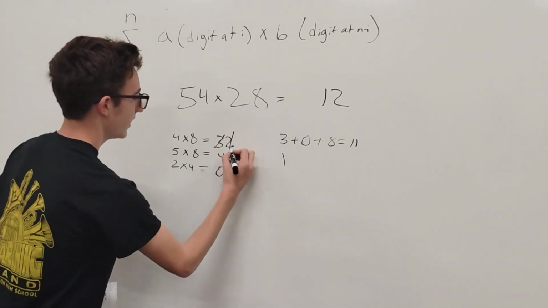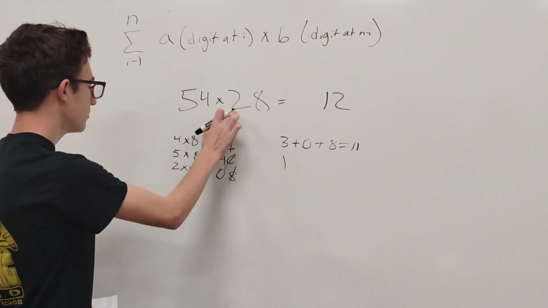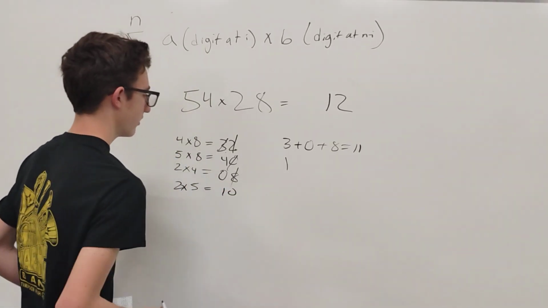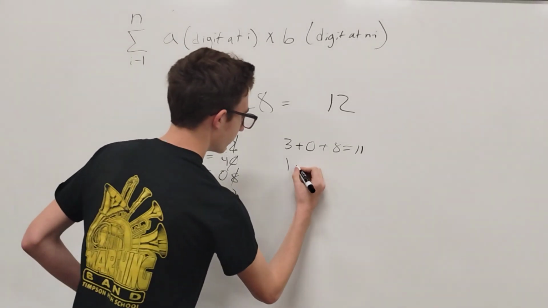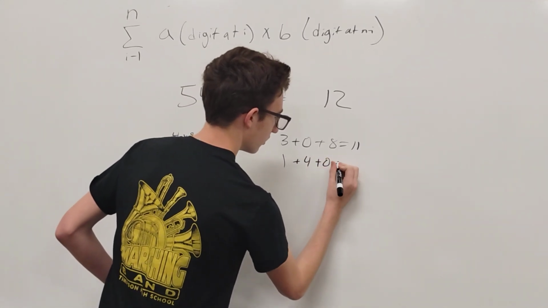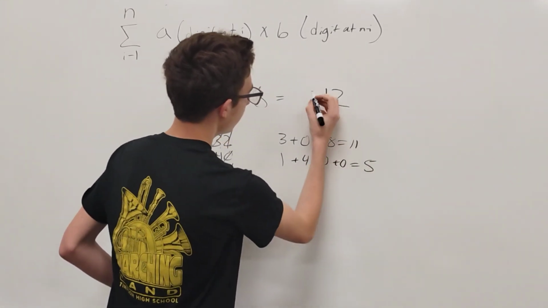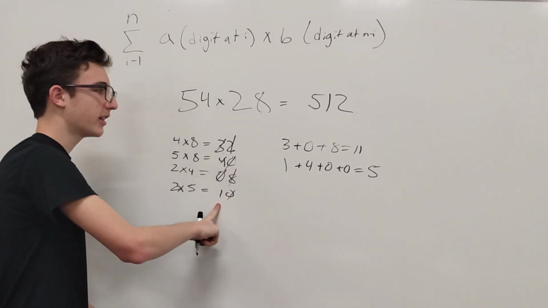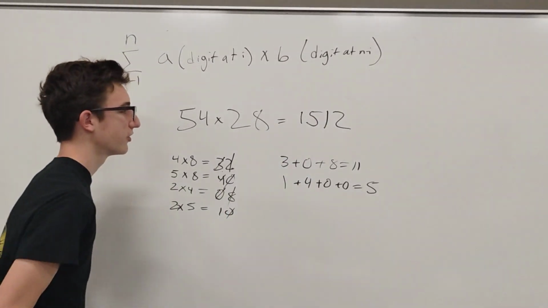And now we're done with these, and we just need to do 2 multiplied by 5 to get 10, and you'll add your 4 and these two zeros, and you'll get 5, and you'll put it in the hundreds place. And since you're done with all these, you just need to take your 1 and put it in the thousands place to get your answer.